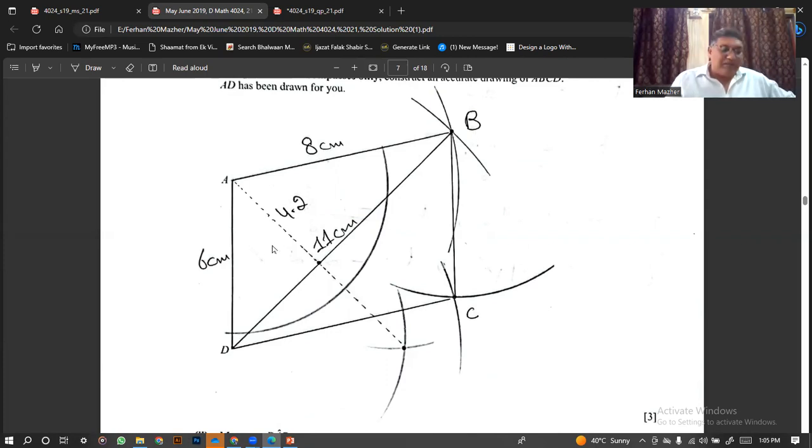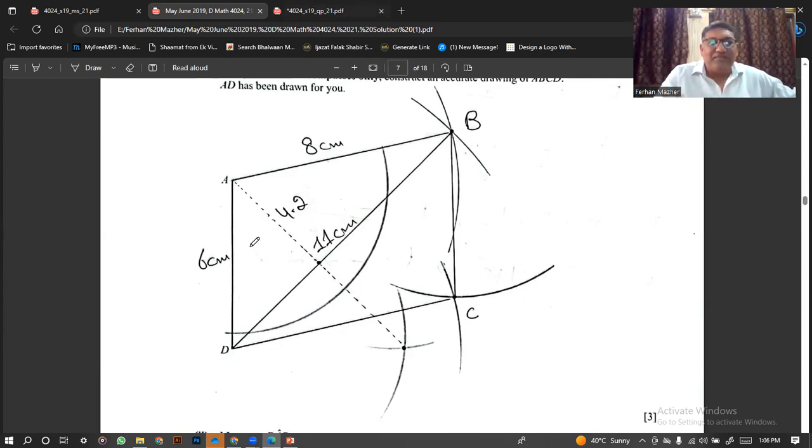Then I will complete that parallelogram. I will open my compass 8 centimeter. I will put my compass on D and I will draw this arc. Then I will open my compass 6 centimeter. I will put the compass on point B and I will draw this arc. Where these two arcs intersect, that is the point C. I will join them with each other and you will have the parallelogram ABCD in front of you.